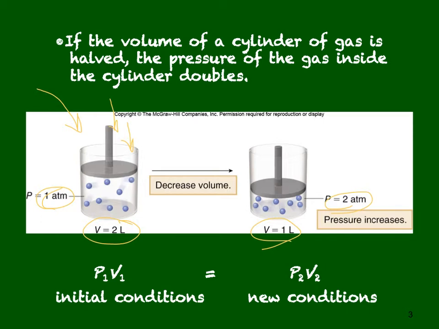Now, we can have differing conditions. This is actually probably the best way to state Boyle's Law, is that you have P1 V1 is equal to P2 V2. What does that mean? That if you're changing either the pressure or the volume of a gas, you can calculate what the new quantity will be.